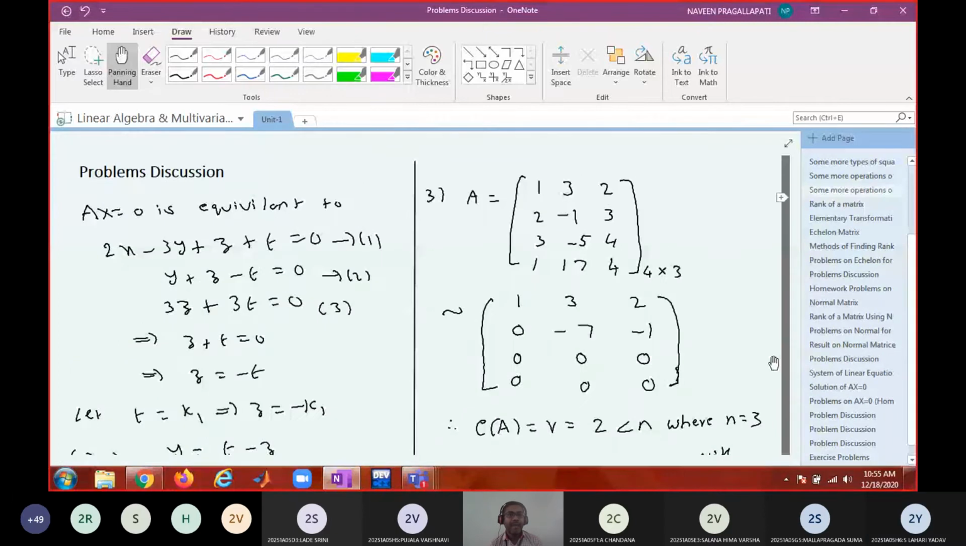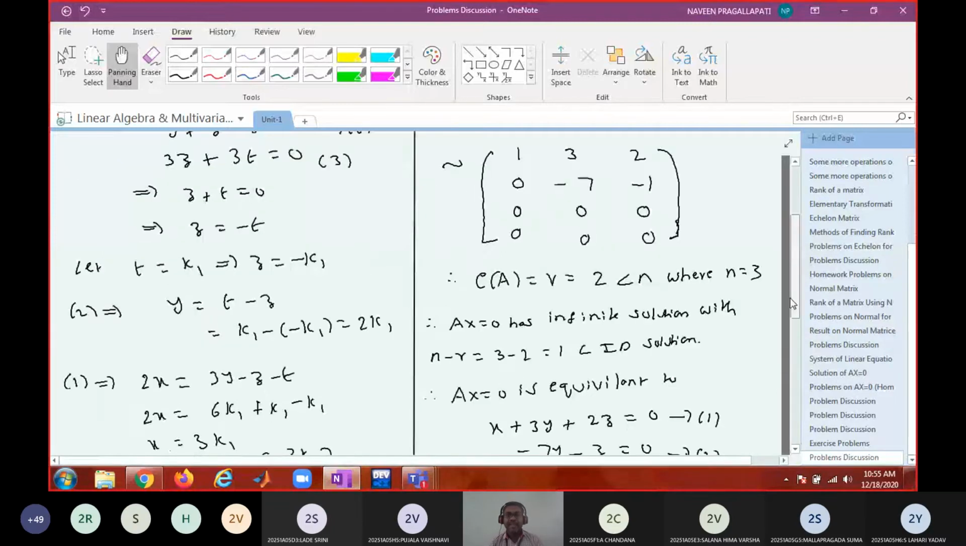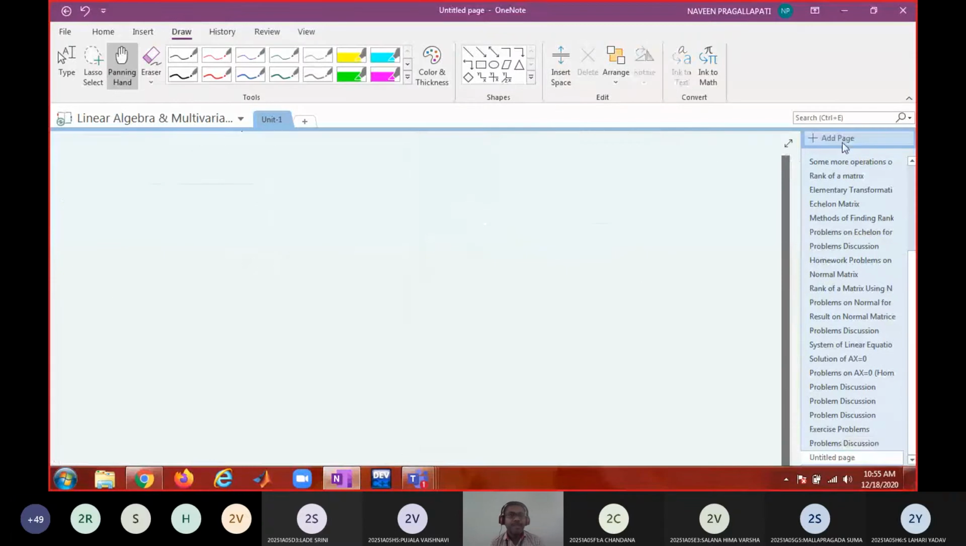Yes, sir. I'm just leaving the conversion of a matrix into echelon form as an exercise for you, because we have done a sufficient number of problems on this. You should be good at converting a given matrix into echelon form by now. Now what is the fourth problem?